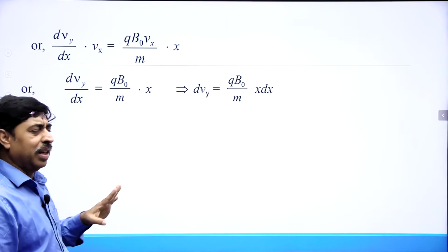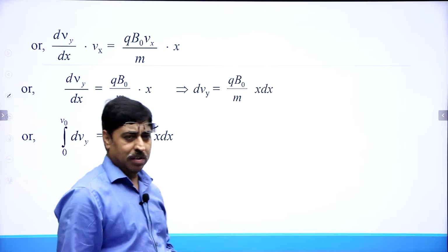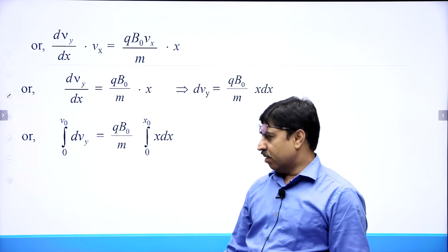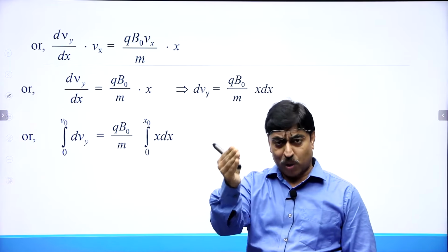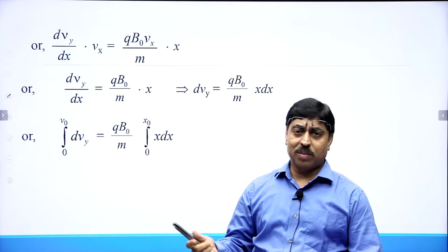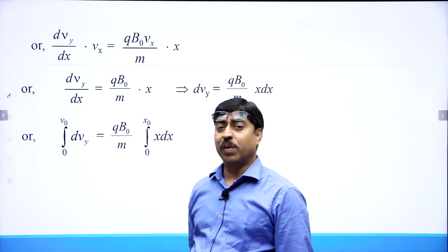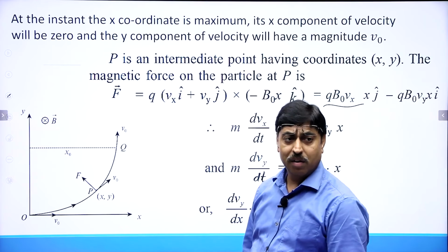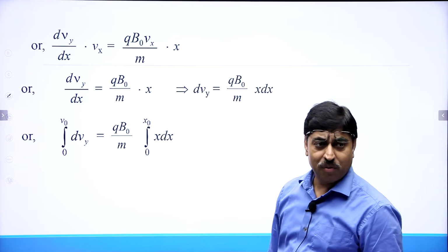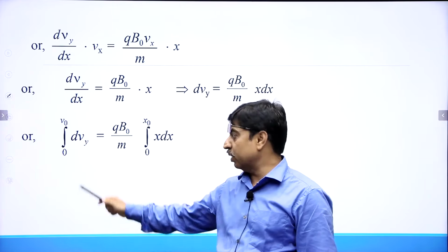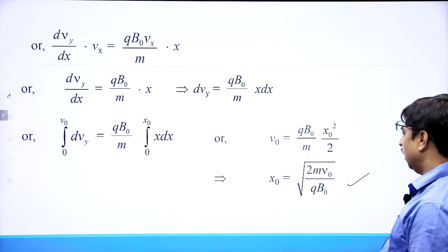Now, you separate the variables and integrate. Just move dx to this side and do the integration. If you do the integration, be careful about your limits. When x is 0, the y component of velocity is 0. The particle was initially projected from the origin and it was given a velocity in the x direction only. There was no y component of velocity originally. So, when the particle is at x naught, Vy becomes V naught. This is the x naught that we are willing to find. This is the x coordinate x naught when Vy has become V naught. So, we will integrate it like this, from x changing from 0 to x naught, Vy changing from 0 to V naught. And that is all. You just do the necessary simplification and you get the value of x naught.